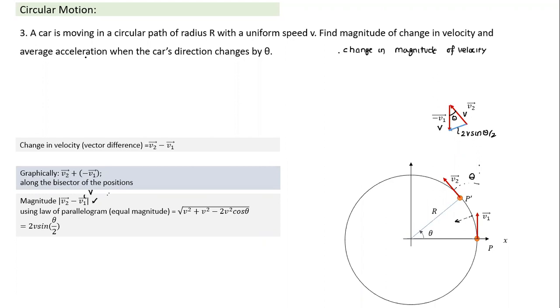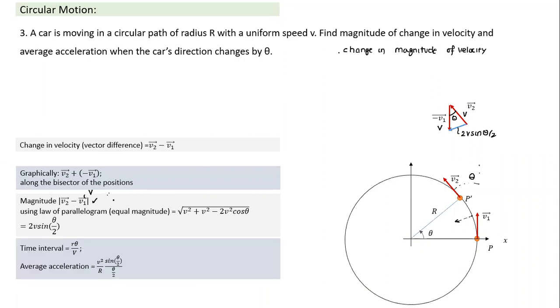Can we calculate average acceleration? Let's do it. What is average acceleration equal to? Average acceleration also is a vector quantity. So first we have to find v2 bar minus v1 bar, the vector difference. We have already found the change in velocity. We need to find the time it will take to move from P to P dash. The distance traveled is r theta, and the speed is v. So we can calculate the time based on distance traveled. Time is equal to r theta by v.